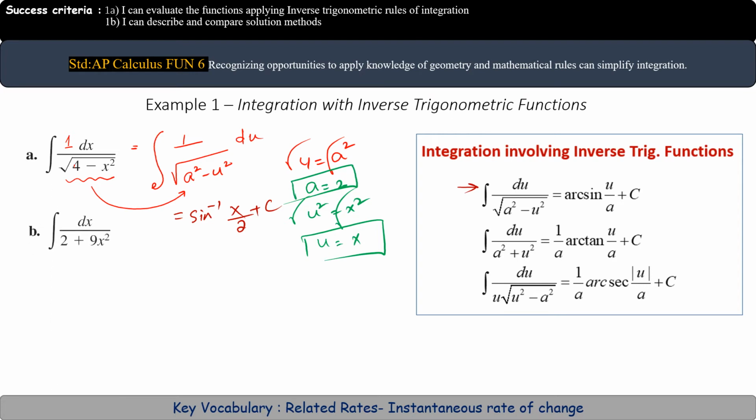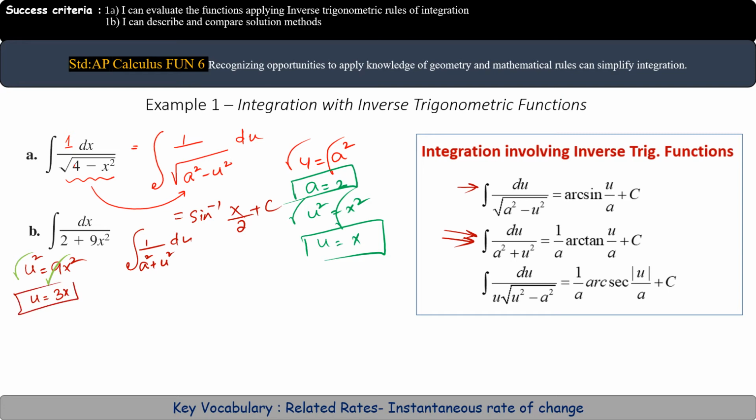Here is the question: 1 over 2 plus 9x square dx. Look at this. It is written in the form of 1 over a square plus u square du, which means I have to look into the arctan formula. So let's check. What is my u square equal to? u is always a function, that is 9x square. If we take the square root on both sides, we will get u equals 3x.